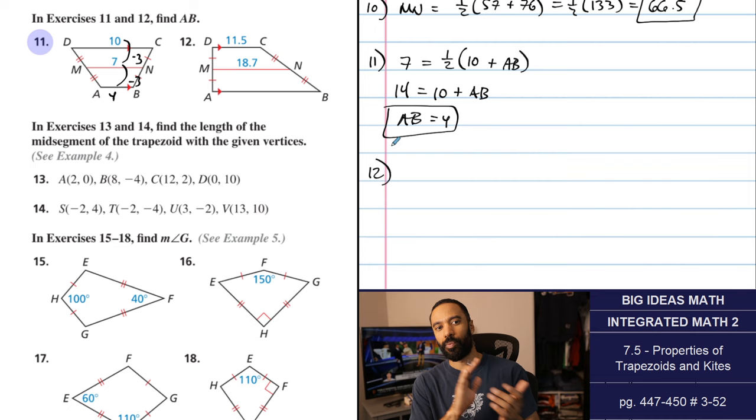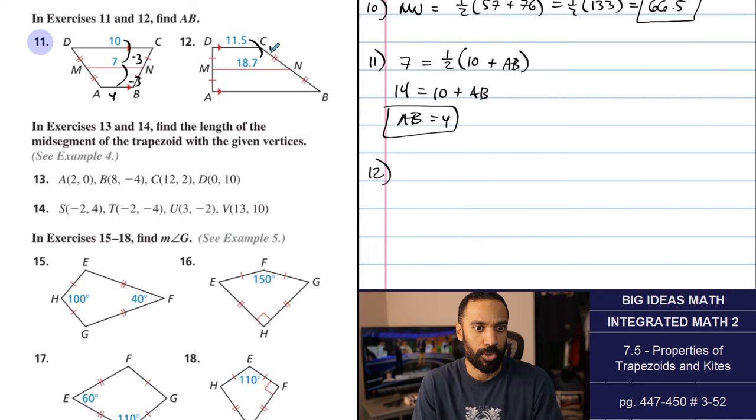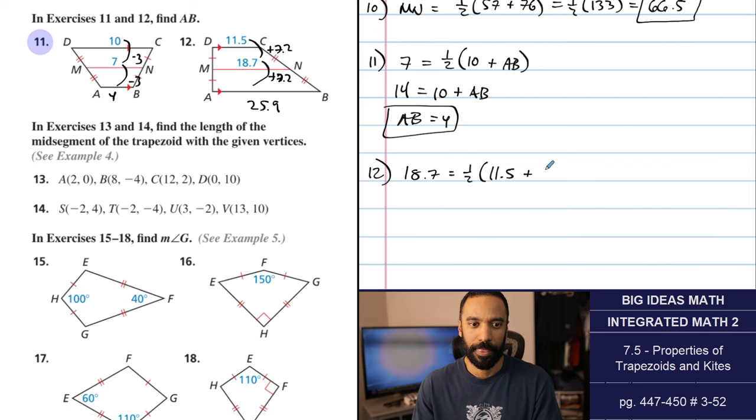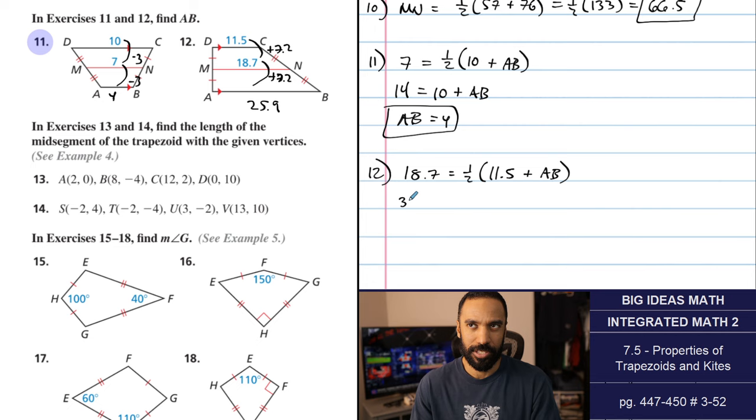Maybe this one's not as easy to tell what you're adding this time. If we want to do it the more conventional way, you're adding 7.2. So let's add another 7.2 here, and I'm venturing a guess that we're going to get the number 25.9. But let's do it the other way just to see what we do get. So 18.7 is the average. Taking half of 11.5 and this unknown length of AB. Let's double this and get 37.4. And then subtract 11.5 and that's 25.9. Yep, AB is 25.9 units in length.